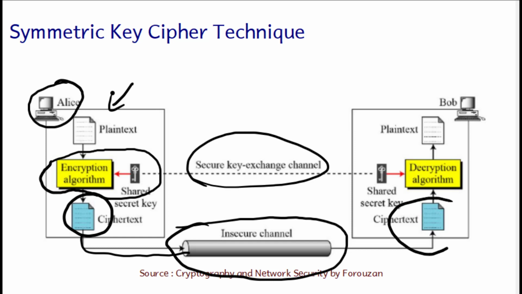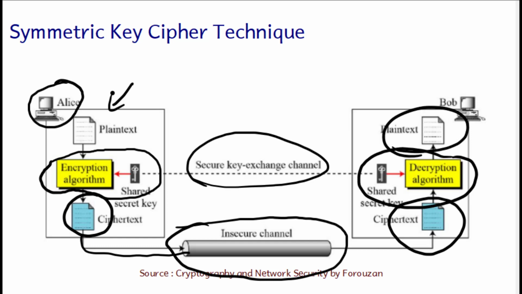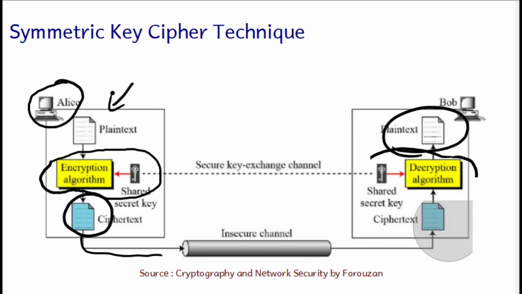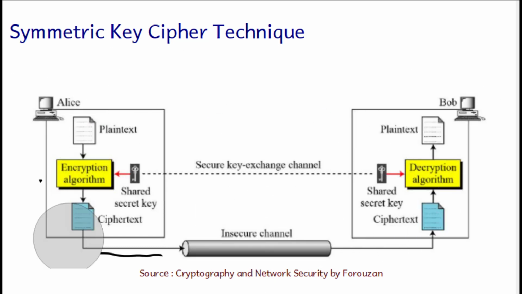Through the insecure channel, she sends the ciphertext. The ciphertext is received at Bob's end. Bob uses a decryption algorithm and the same key which was used, and then the plain text is recovered by Bob. So here we can see there are two channels. One is the secure channel, where the key is exchanged, because this key has to be exchanged.